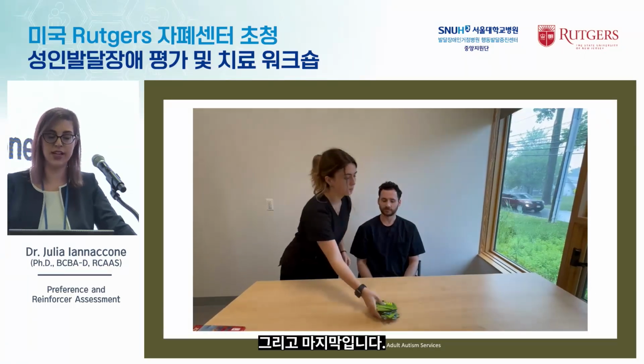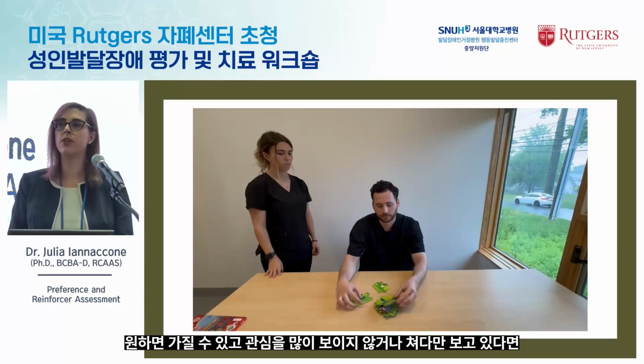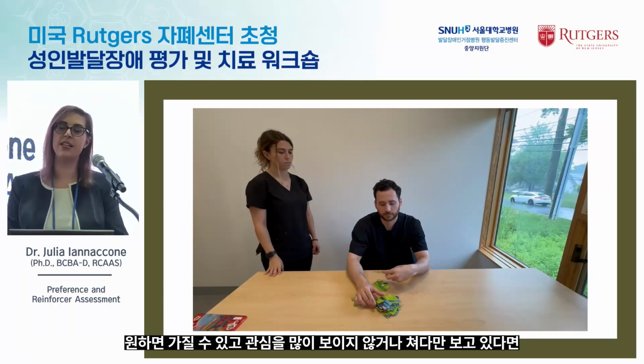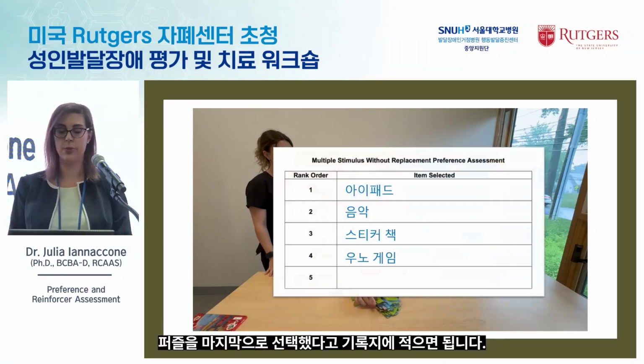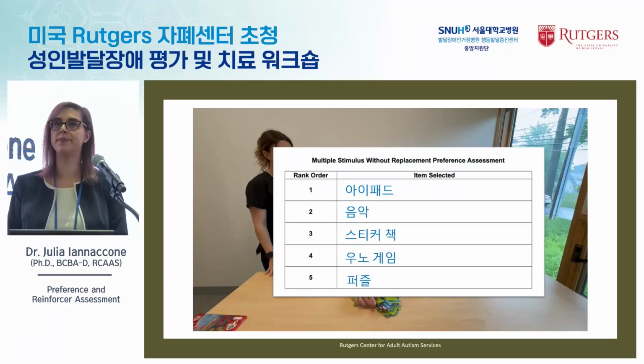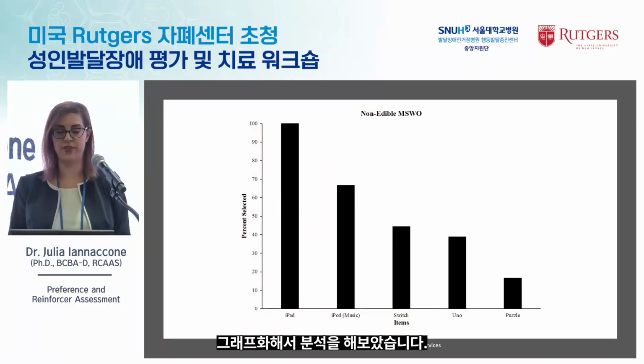And then for the last trial, here you go. It's basically you can have it if you want to. If he just kind of looked at it and he didn't engage, we would put not selected, but he did actually select it. So on our data sheet, we're going to write that puzzle was the last one. And then, of course, we graph our results.